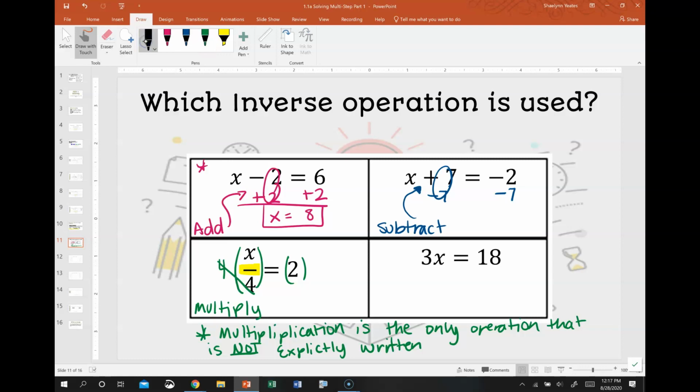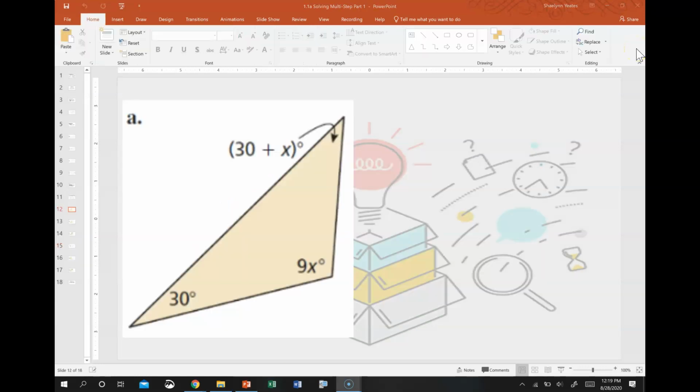On this last one, you'll notice, again, multiplication is the only operation that is not explicitly written. So this is actually 3 times x, so then we would divide to undo it. And then we would divide both sides by 3. Hopefully you're feeling okay about that. It's just solving. So starting from here, we're going to practice these problems.